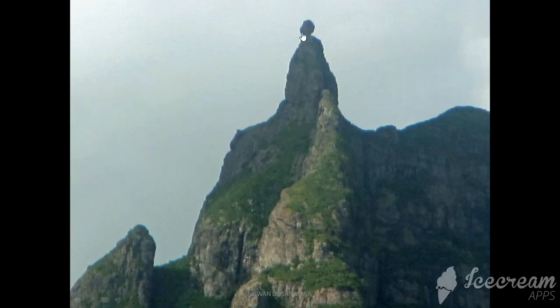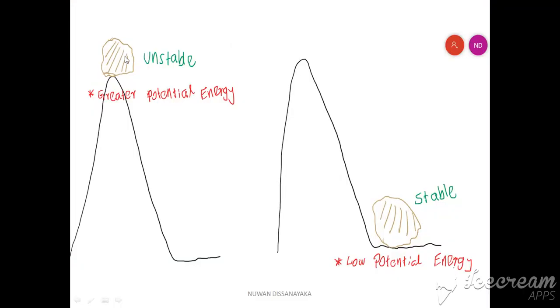Now here you can see on top of a mountain there's a rock. If you take this rock, obviously you know that this rock is unstable. You can place this rock in two different places. One is on top of the mountain, and according to physics that one has greater potential energy. Obviously this rock is unstable when it is on top of the mountain. But if the rock is at the bottom on ground level, it has low potential energy and that rock is stable. So anything which has low energy is much more stable than anything which has great energy. So the second point you know is: higher energy is unstable, less energy is stable.